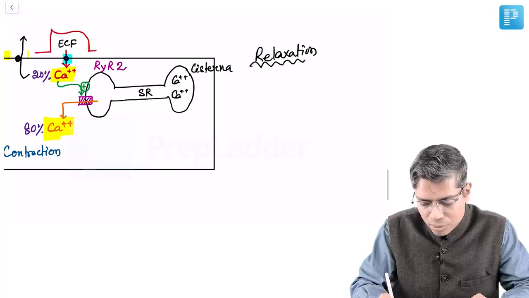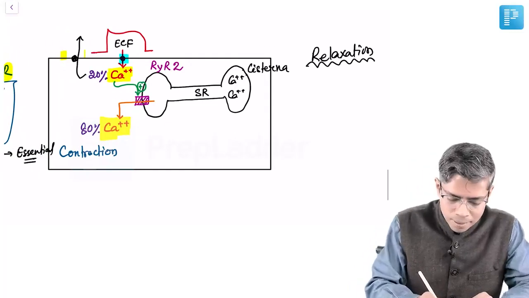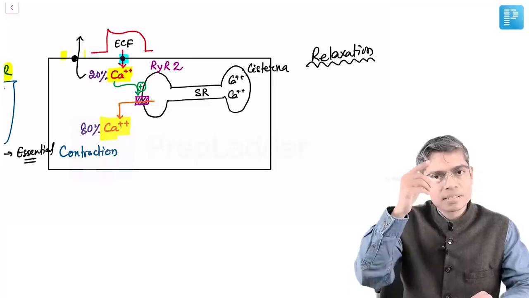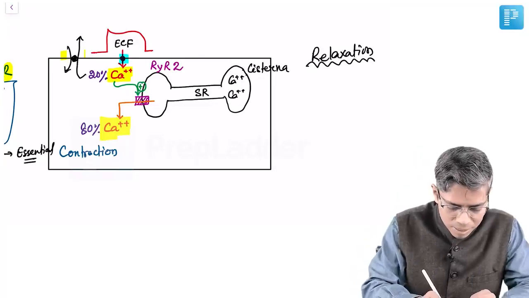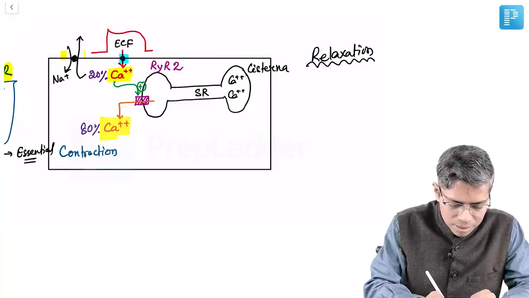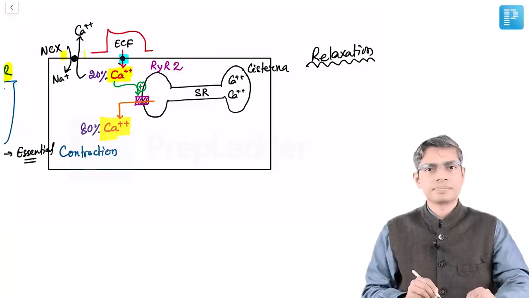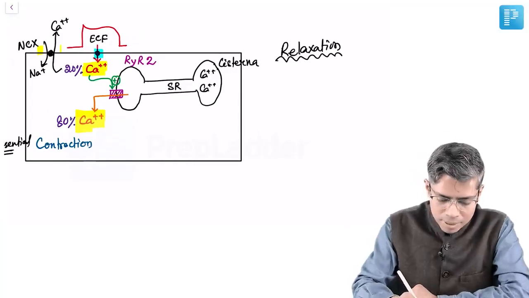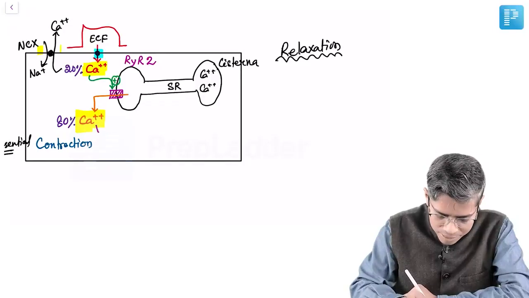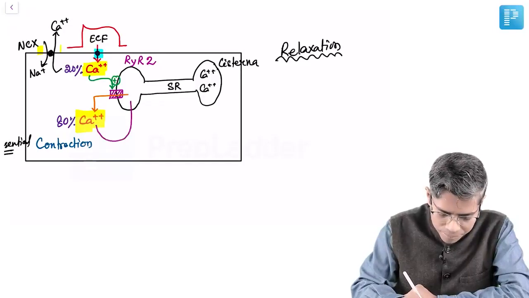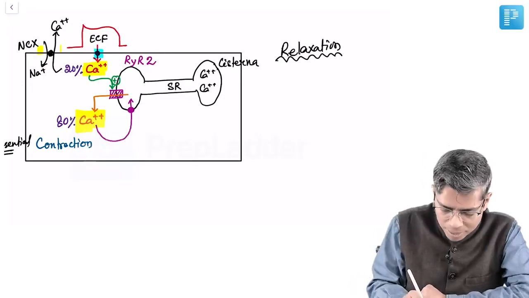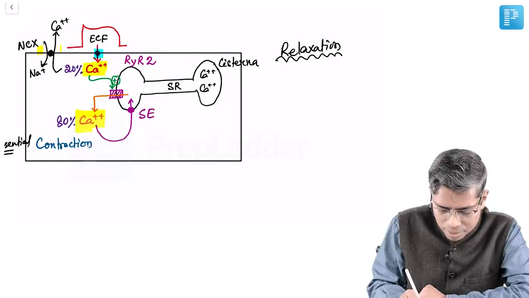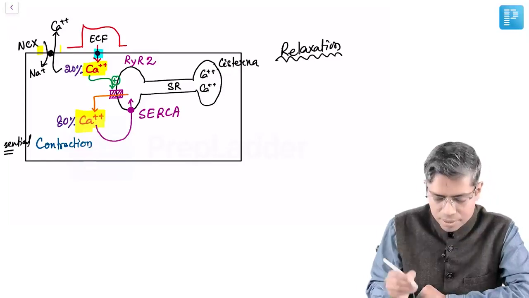So the contraction is over. Now we have to relax. So you have to remove this 20% calcium to the extracellular fluid, and that will be done by, already we have discussed this transporter. This is nothing but my NCX, which is throwing calcium out of the cell. But not only that, you have to mop up this 80% calcium from cytoplasm to the sarcoplasmic reticulum, and this mopping up is done by a transporter which is known as SERCA.